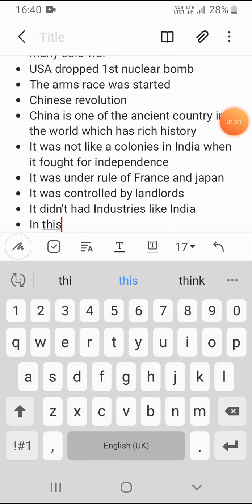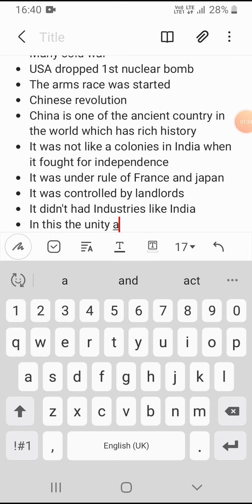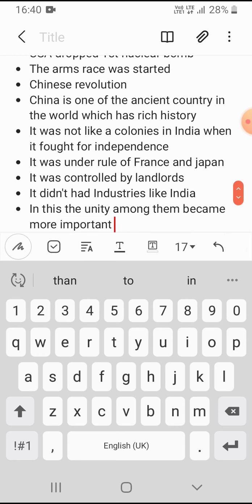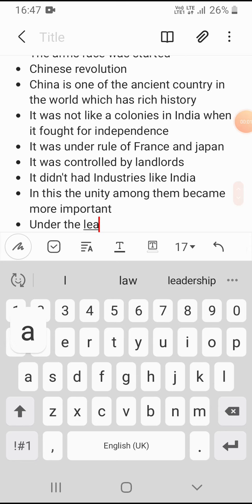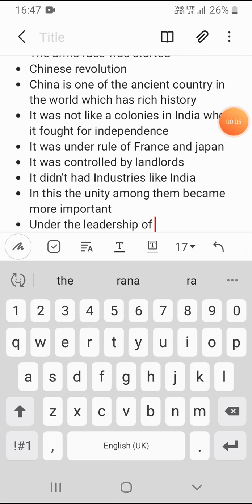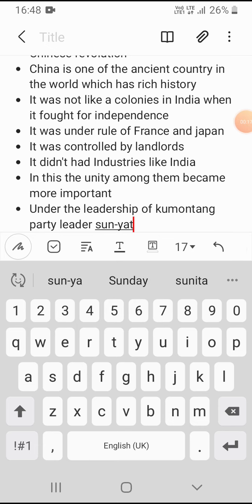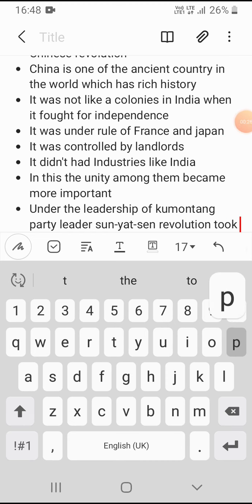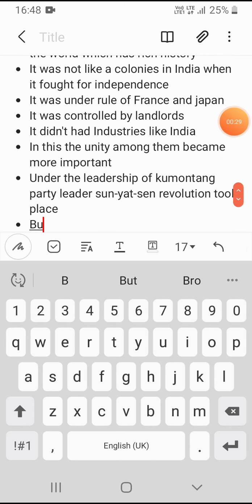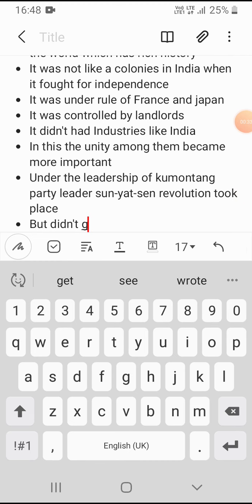At this time, unity among them became more important. Under the leadership of Kuomintang party's leader Sun Yat-sen, with his help, a revolution took place. It did not grow fully.